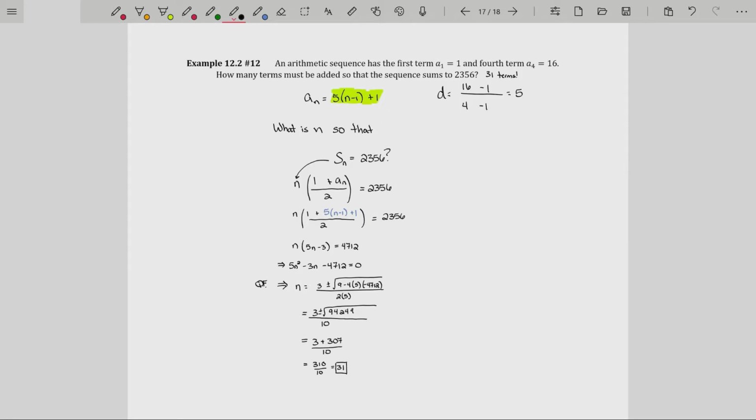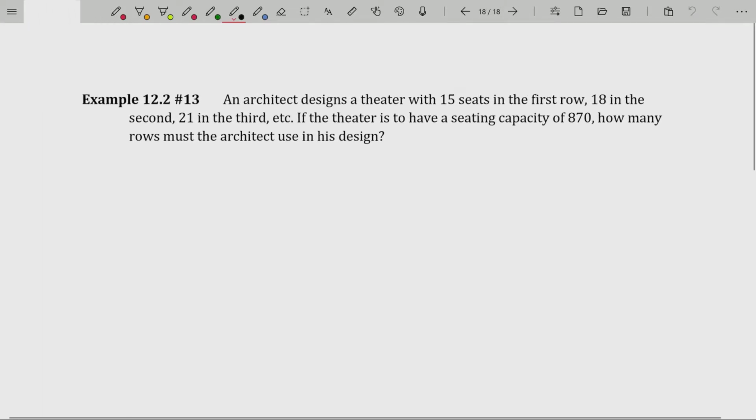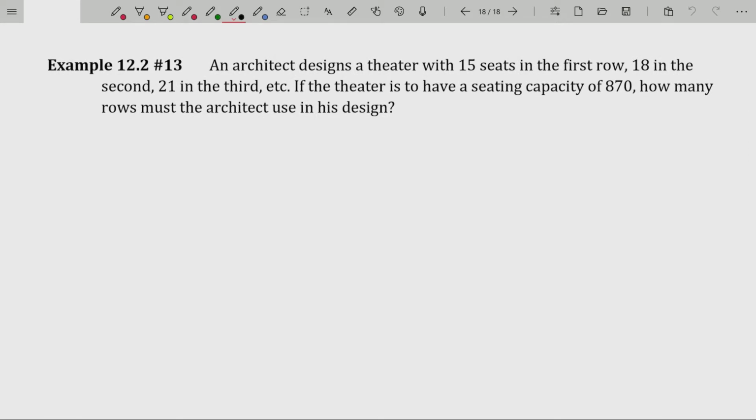All right, just when you thought it was all done, one last question. The last question I have is going to be actually an application, a really cool application. There's a lot of different applications with arithmetic sequences, by the way, and summations of them. This is just one of them. An architect designs a theater, a movie theater, whatever it is, right? With 15 seats in the first row. So here's the first row, it has 15 seats. And then 18 in the second row.